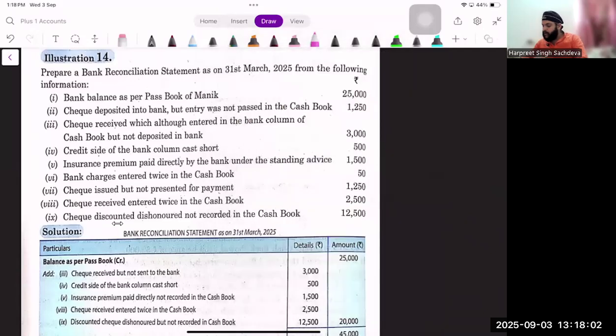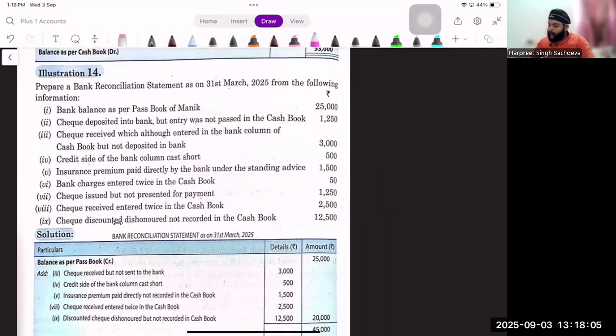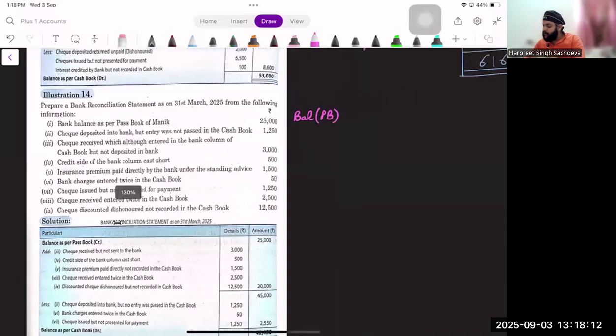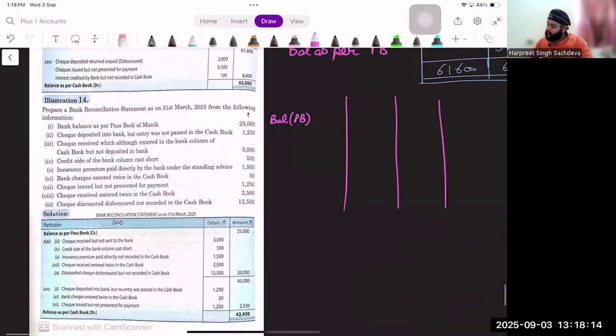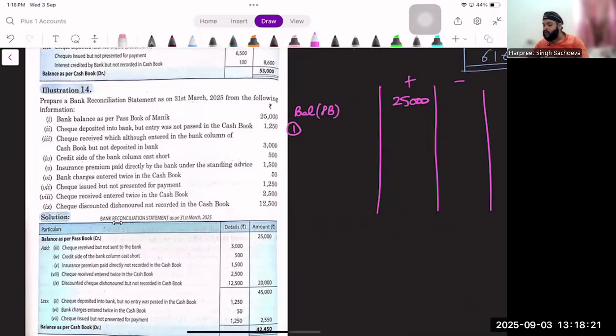Illustration 14. The full thing you can solve. First point is the bank balance as per passbook, means balance as per passbook. So it is 25,000. Yes or no? Next is the first point. Check deposited into bank but entry was not passed in the cash book. So passbook got increased but no entry is made in the cash book. So which is greater? Passbook is greater than cash book, and so we'll deduct it.